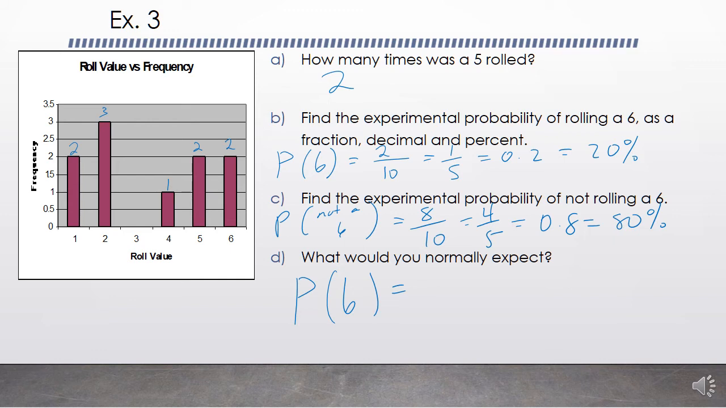Here's how you might want to think about this. How many sixes are there on a single die? There's just one. There's only 1 six on a die. Out of how many possibilities? Well, how many different numbers are there on a die? 1, 2, 3, 4, 5, and 6. There's 6 different numbers. Only one of those is a 6, so I would normally expect 1 out of 6.